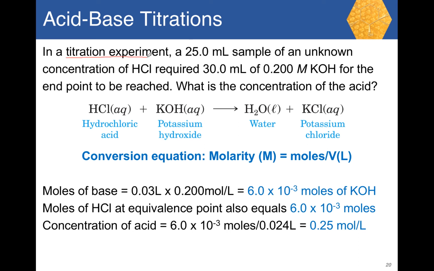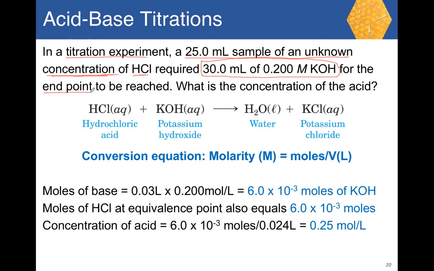So in a titration experiment, 25 mL of an unknown acid, HCl. So we have 25 mL of that acid. We do not know the concentration. Remember again, concentration is written in moles per liter, or molarity. So we do not know the molarity of that HCl solution. So what is done is we do a titration, and it takes 30 mL of 0.2 molar KOH to reach the equivalence point. Another term that's synonymous with the equivalence point is endpoint.